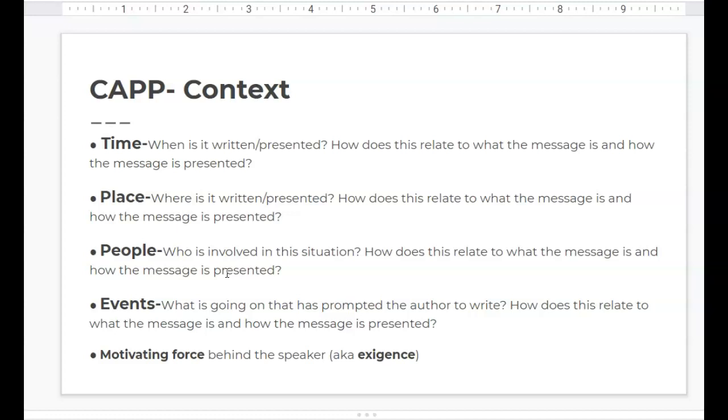The people who are involved in the situation, so whether the people who are listening are thinking about the situation in a positive way or a negative way would affect it. What other events are going on, and what has caused that author to decide to write that message. And then something we're going to talk about now is the motivating force behind that speaker. So a word you'll hear in Ms. Davis's class when you get to AP English 4 is the word exigence. That's the motivating force behind the speaker.